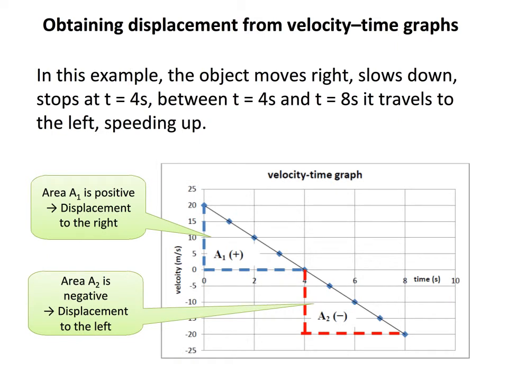In this example, the object moves right, slows down, stops at time equals 4 seconds, and then between 4 and 8 seconds it travels to the left, speeding up. So on the graph you can see area A1 is positive, meaning displacement is to the right, but area A2 is negative, meaning displacement to the left.